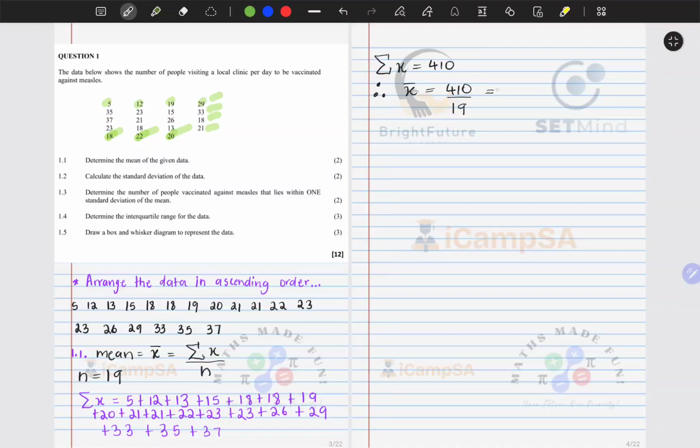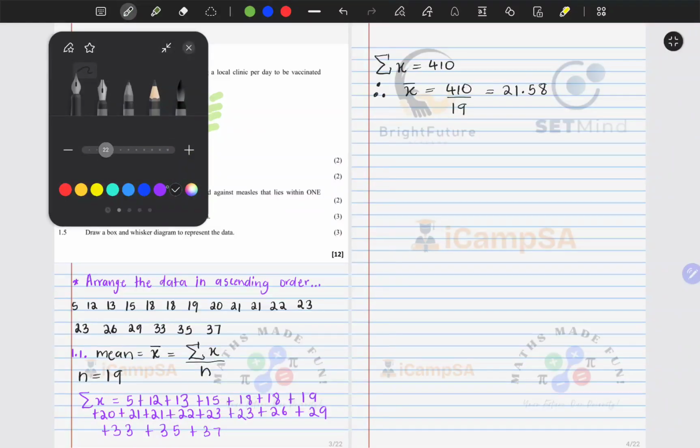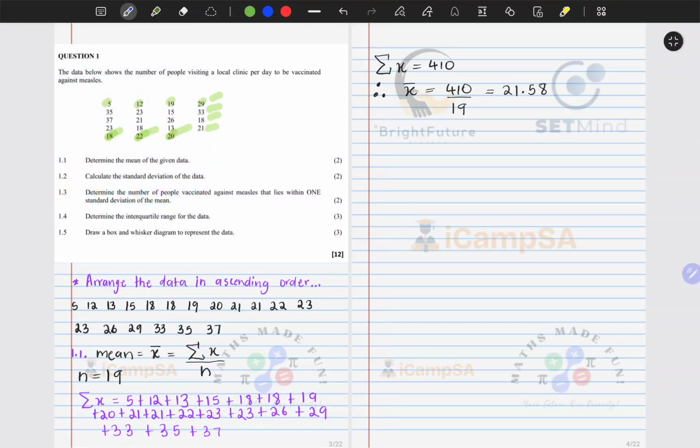And if you go ahead to your calculator, 410 divided by 19, you should be able to see that you get 21.58. That is what we end up getting. So this means we're done with question 1.1. Now let's go to 1.2.